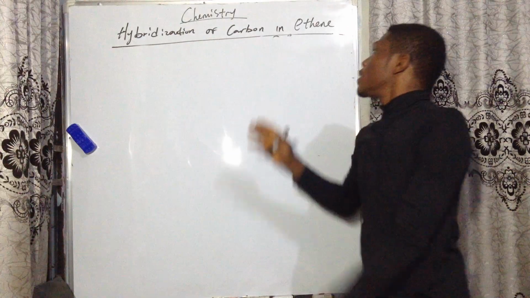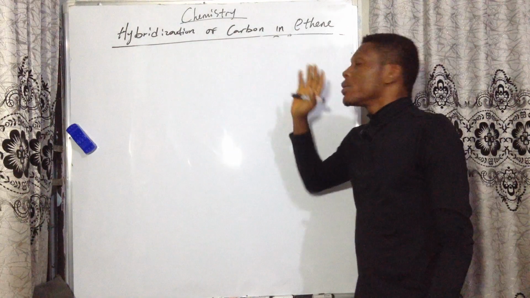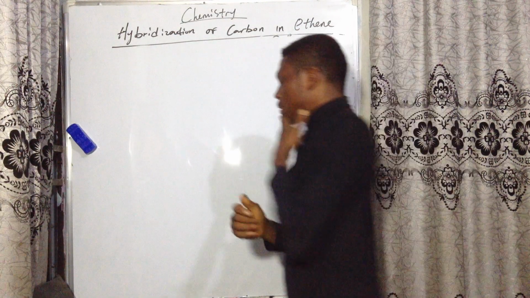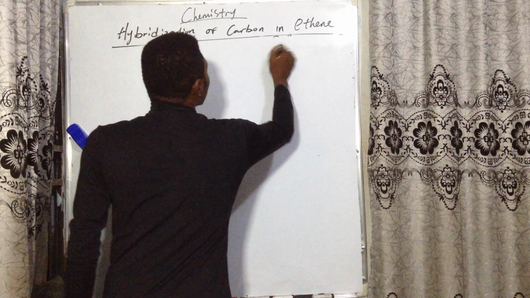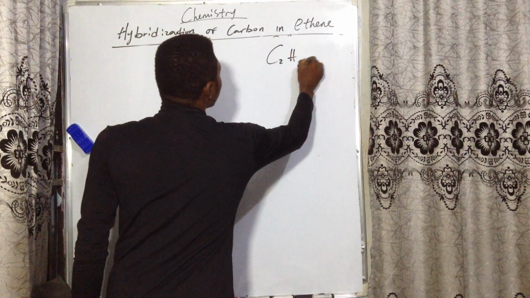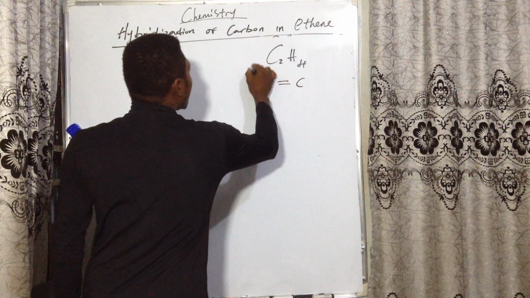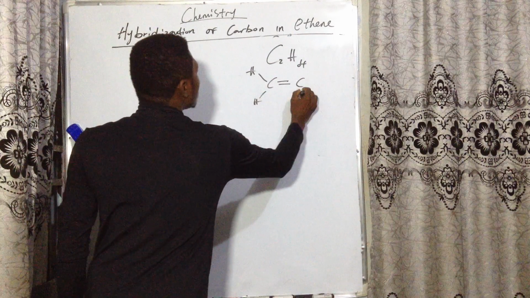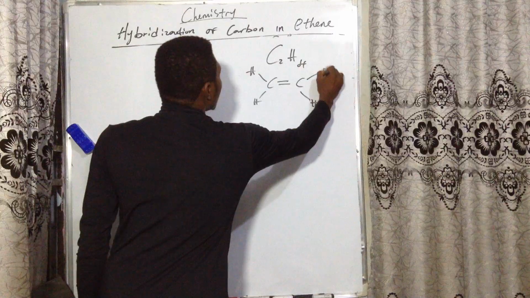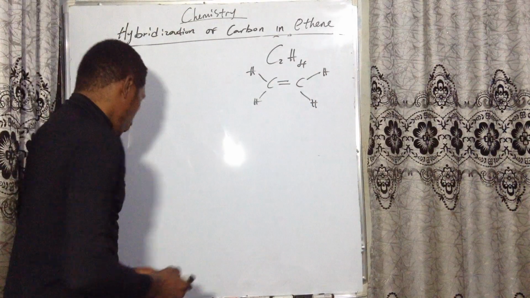So today we'll be looking at the hybridization of carbon in ethene. Now, this is ethene. Ethene is C2H4. So this is the structure, C2H4. Okay, this is ethene. Now let me tell you what happens here.